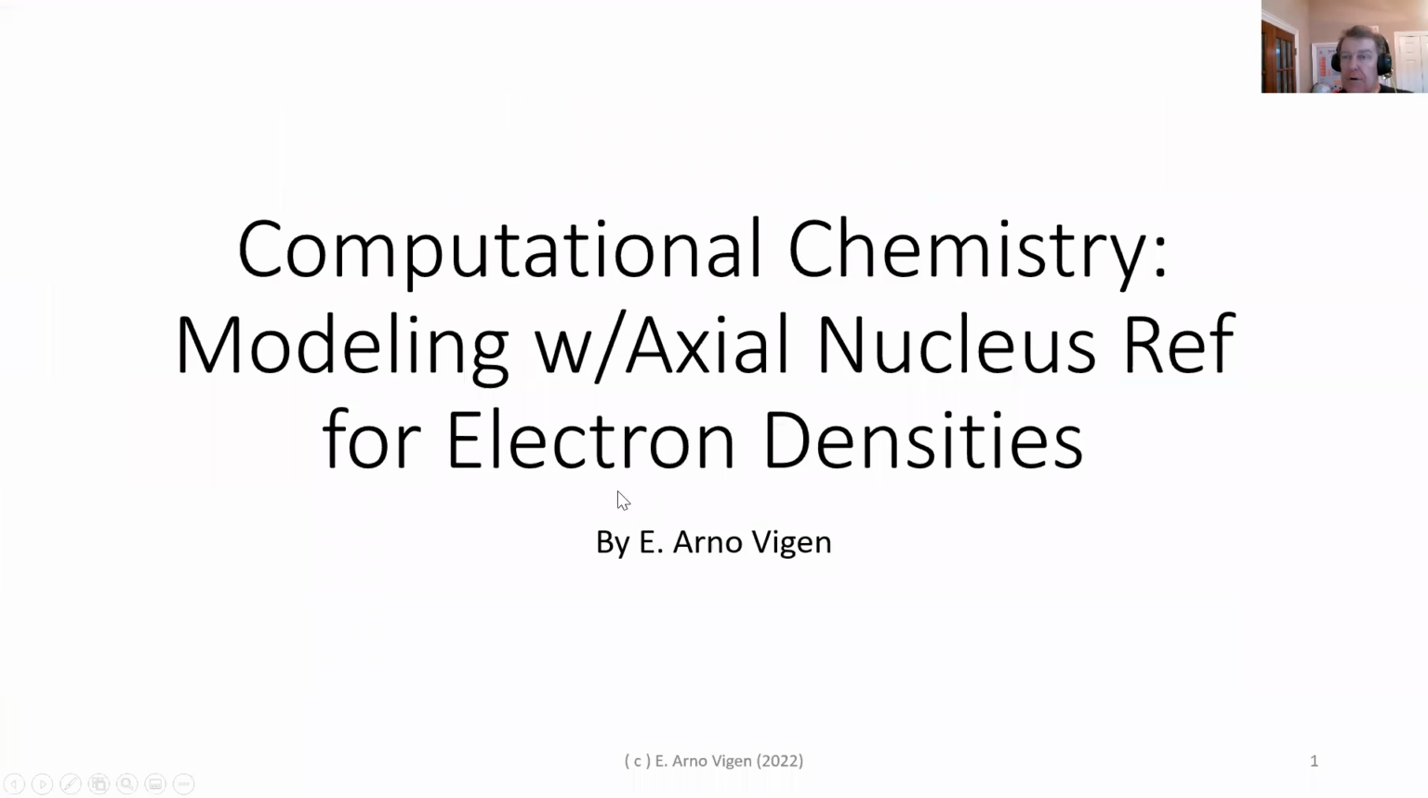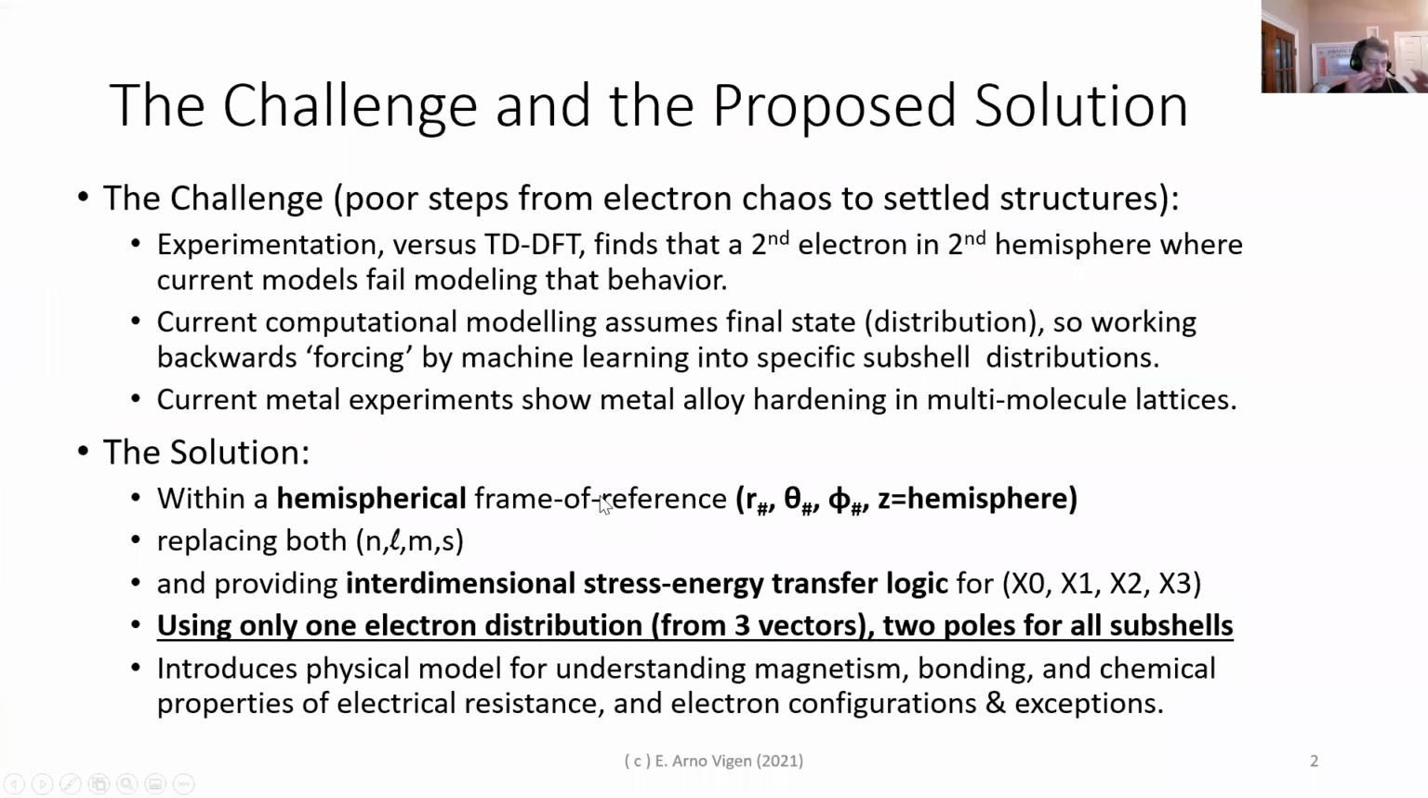Now, the challenge with the current system is that the modeling uses machine learning. It figures out where the electron distributions are and sort of guesses how to get there, without a clear process from chaos to settled structures. It's sort of working backwards.